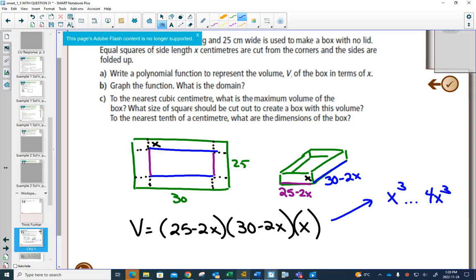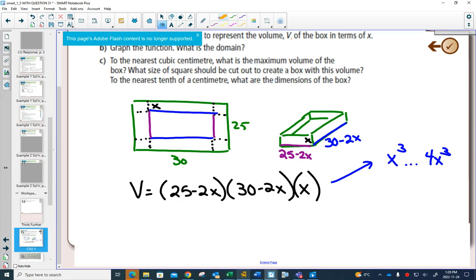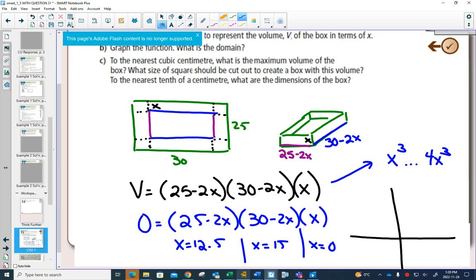If we wanted to graph this using the techniques that you learned in the other class, when we go to graph something, we are going to use the x-intercepts, which, if you set the volume equal to 0, to find your x-intercepts, it's already factored. You get three x-intercepts. X equals 0, x equals 12.5, and x equals 15. So we can draw those. Zero, 12.5, and 15.